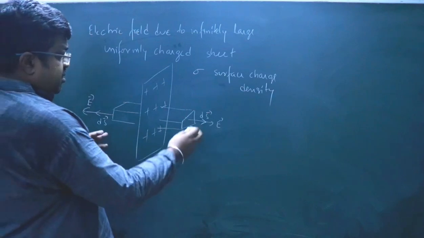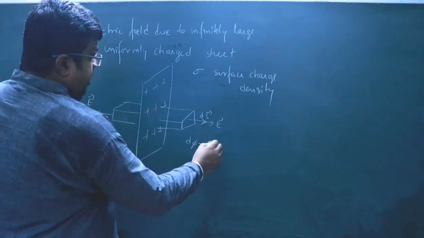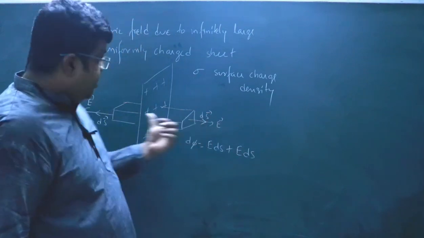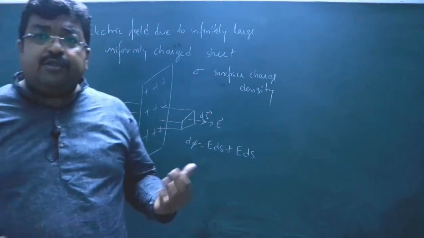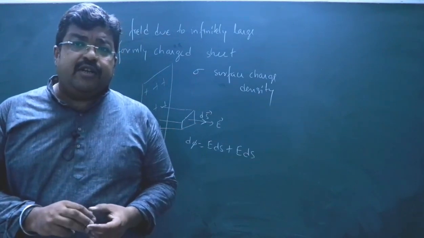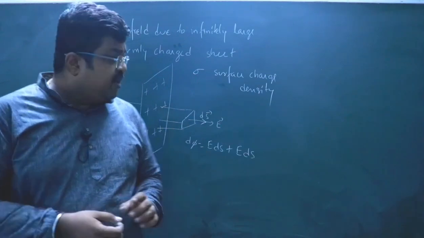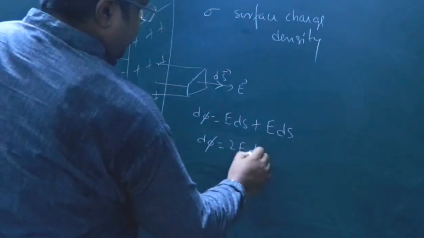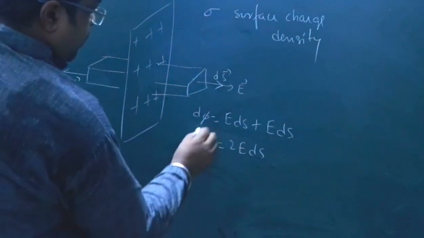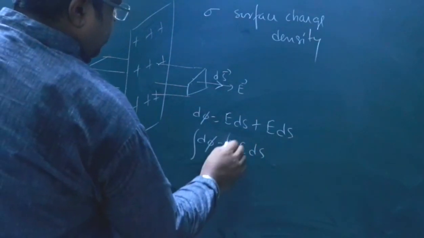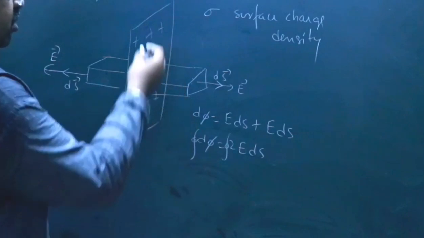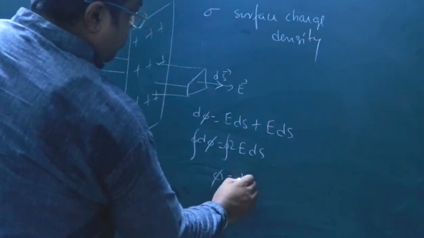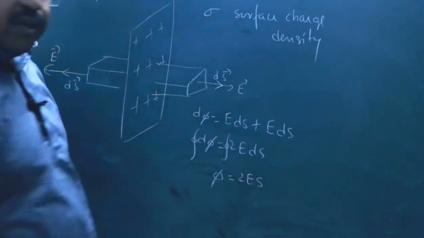So the total flux will be d phi, it will be E ds in this direction plus E ds in this direction. Though they are in opposite directions, flux is a scalar quantity, so we only have to add them directly. So d phi is equal to 2E ds. If I integrate, I will get the total flux over the closed surface. So for the entire surface, phi is equal to 2E s.